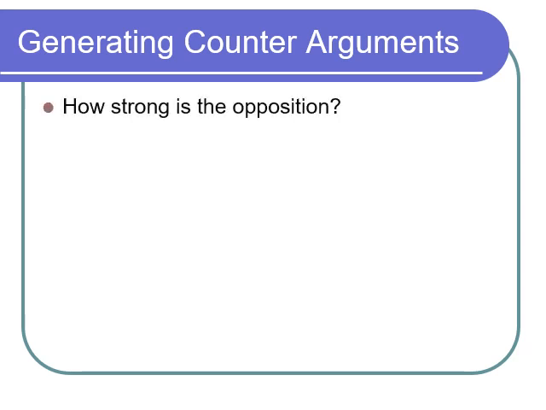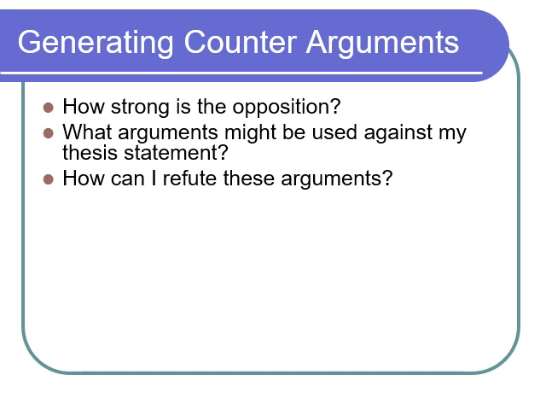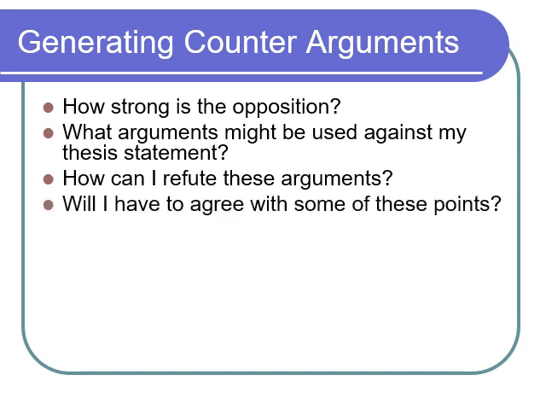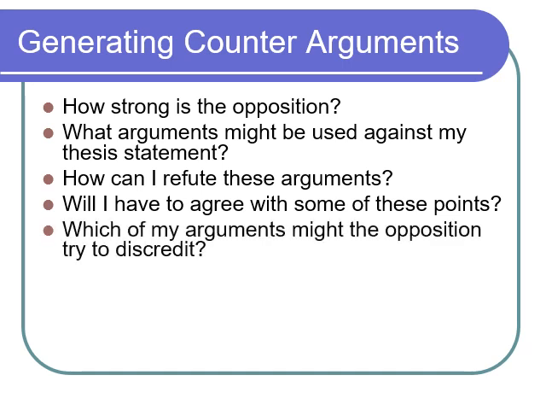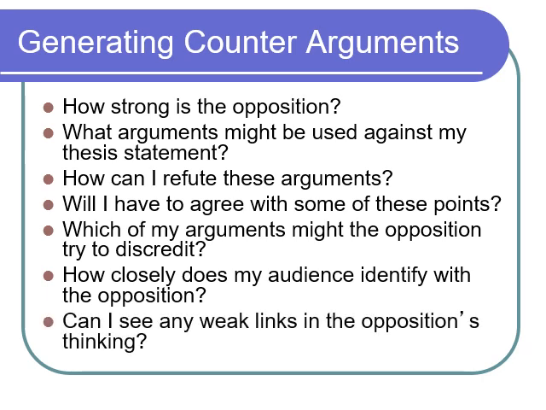So to generate your counter argument, some things you may want to think about. How strong is the opposition? What are the arguments that might be used against you in your thesis statement? How can you refute, or how can you come back against those arguments? Will you have to agree with some of the opposition's points? Which of your arguments might the opposition try to discredit, or what is your weakest argument? And then how closely does your audience identify with your argument versus your opposition? And do you see any weak links in the opposing side's thinking that you could take advantage of?